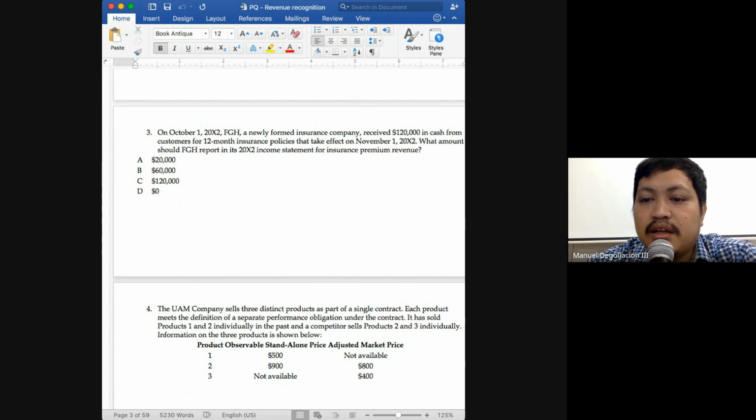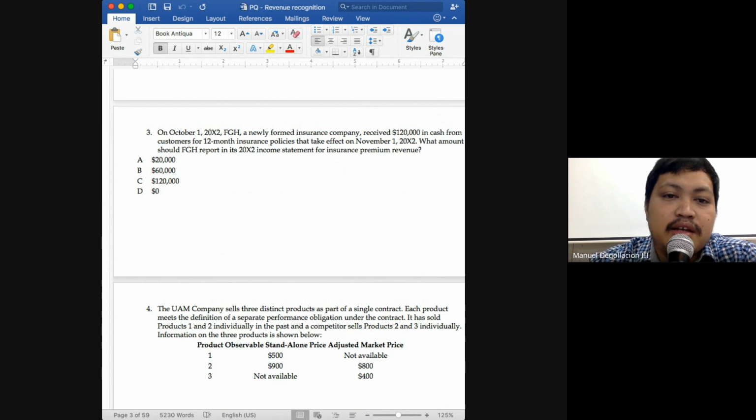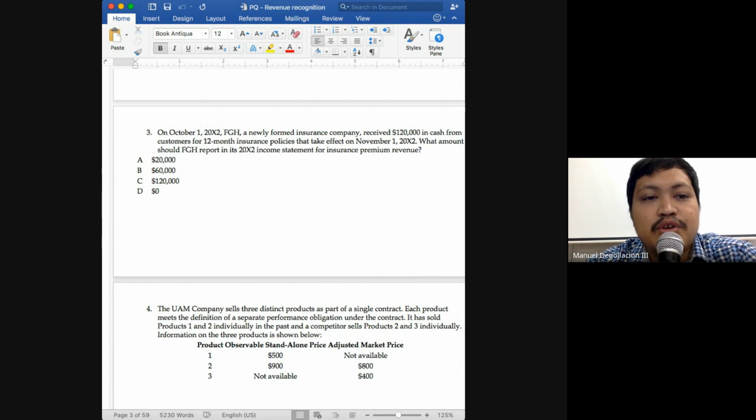Here, because the recognition of revenue would be over a period of time, not at a point in time, even if you already received the 120,000, you will not recognize the entire 120,000 as revenue outright. It has to be spread out over the period in which you will be providing the service. And for how long will you be providing service, class? In exchange for the 120,000, you will be providing insurance coverage for a period of 12 months. So if you convert this to a monthly figure, every month you will have a revenue of 10,000.